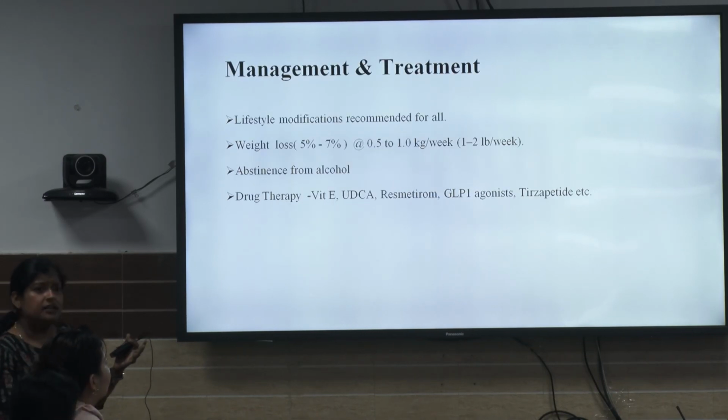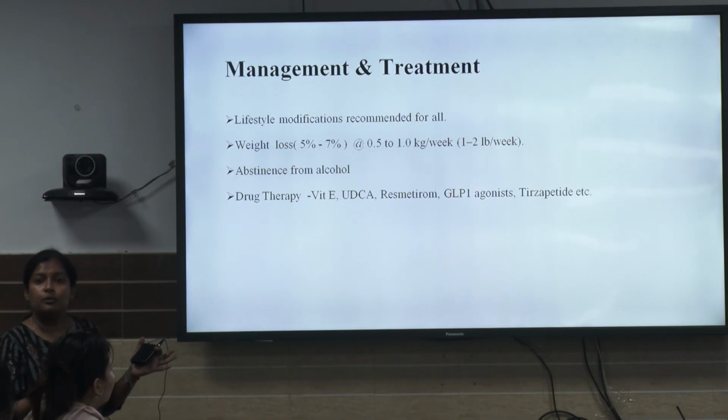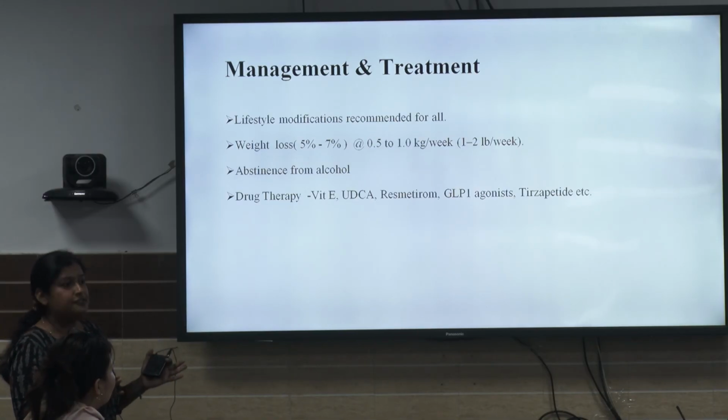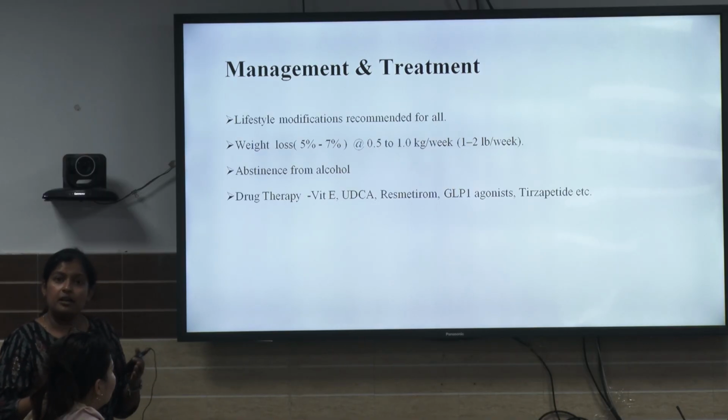How do you manage? Lifestyle modification. For every metabolic disorder, the one thing which is sure is lifestyle modification. What do you want the person to do? Lose weight. How much? 5 to 7% from the baseline. Whatever his weight was, you lose 5 to 7%.